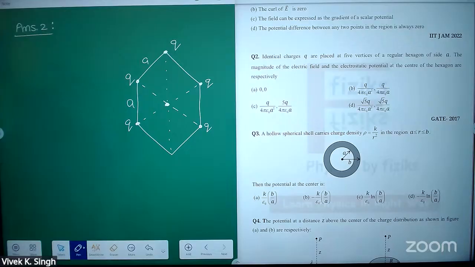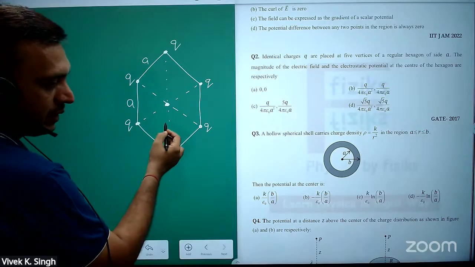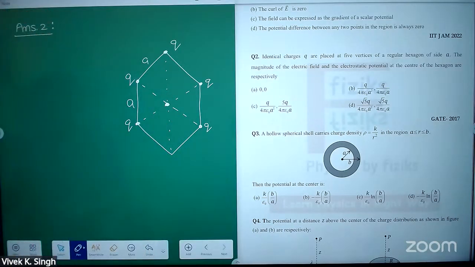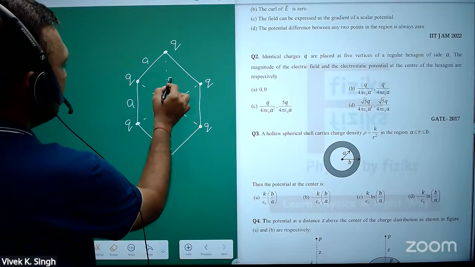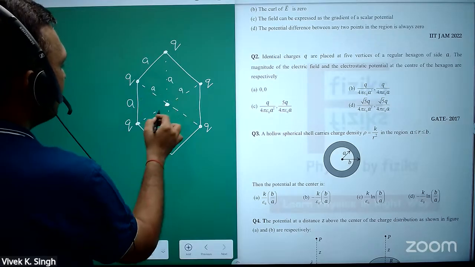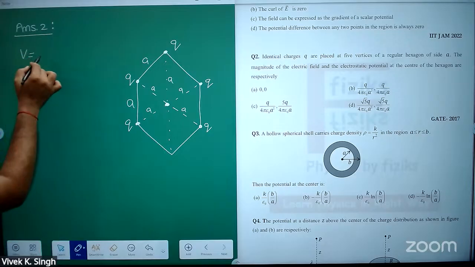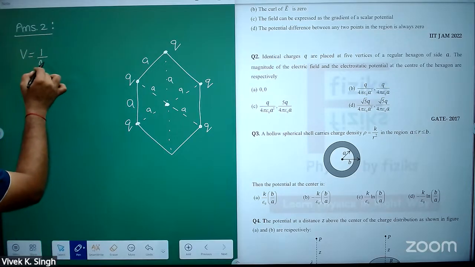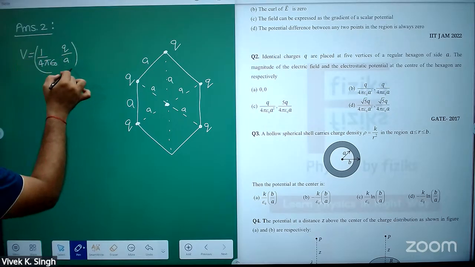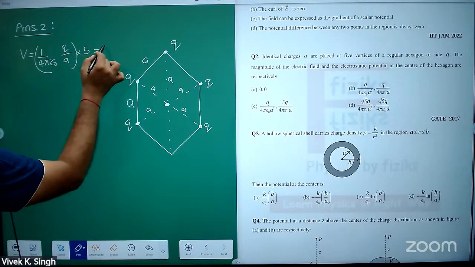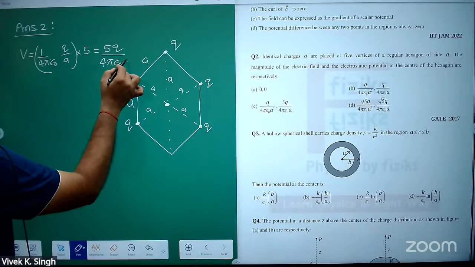So what will be the potential at this point? Potential is simply a scalar value. Because this distance will also be A, and these distances are also A, what will be the potential? Potential will be given by the scalar sum, 1 by 4 pi epsilon naught Q by A, and because there are 5 charges, you have to multiply by 5. So this is 5Q by 4 pi epsilon naught A.